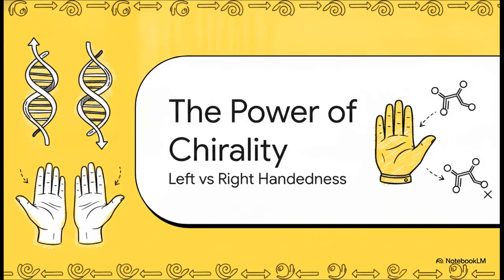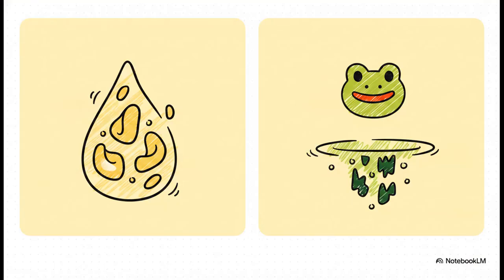Moving right along, let's talk about chirality, which is basically left versus right-handedness, and how it acts as this incredible biological filter. Think about your own hands for a second. They're perfect mirror images, but you can't perfectly stack them on top of each other. Well, molecules do this too. So the crucial question is why nature exclusively uses left-handed, or L-amino acids, for our proteins.